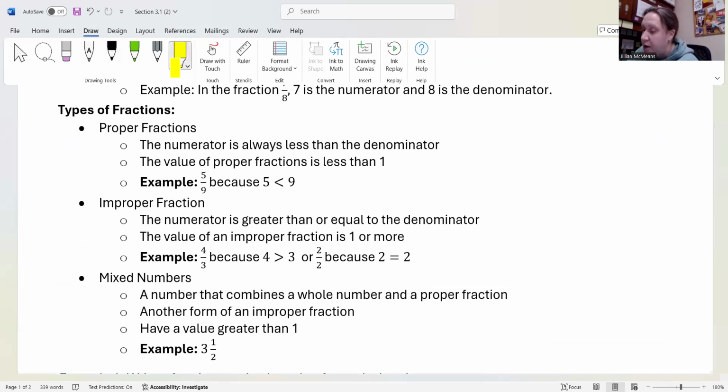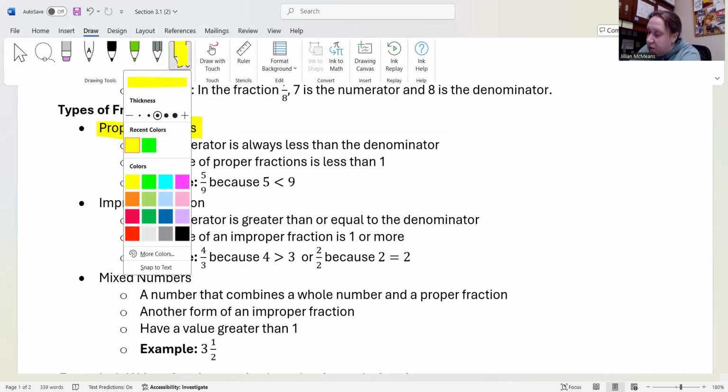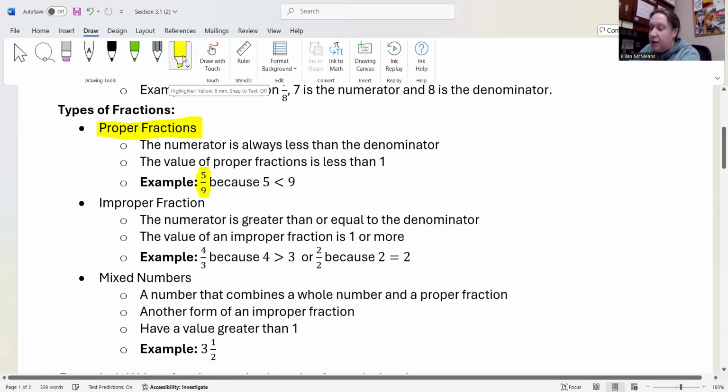So first up, we have a proper fraction, okay? A proper fraction is a situation where the numerator is always less than the denominator. So it kind of truly is part of a single whole, okay? So the numerator is less than the denominator, and when you have a situation like that, the total value of that fraction is always less than 1. You have less than one whole thing, less than one whole pizza, okay? An example of a proper fraction would be something like 5/9, and we know it's a proper fraction because the numerator 5 is less than the denominator 9, okay? So I'm going to go ahead and highlight this too so you can understand an example of a proper fraction.